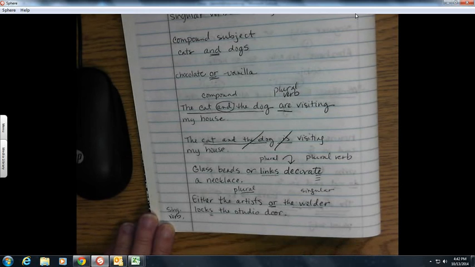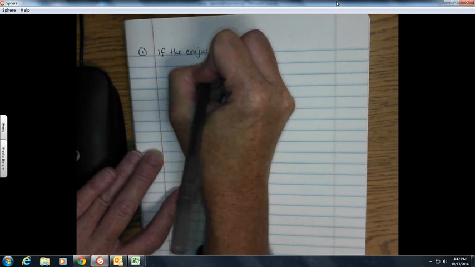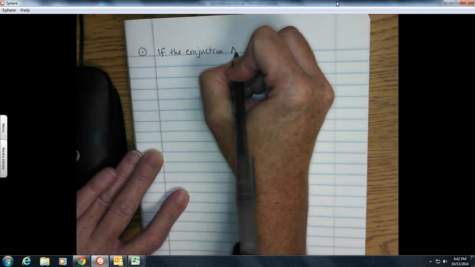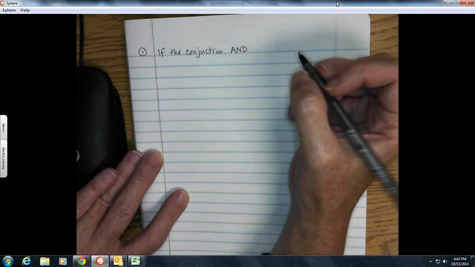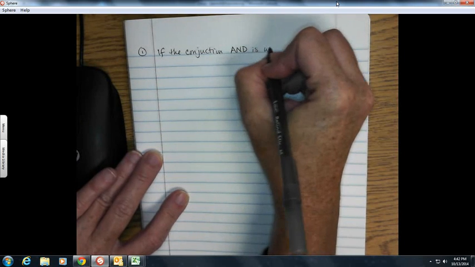Okay, let's review that rule. I'm going to turn the page, and I'd like you to write this rule down. There are a lot of words, but I think we'll be better off if we have it in our notebook to refer to later. So rule 1. If the conjunction AND, I'm going to write it in all caps, if the conjunction and is used, the verb must be plural.